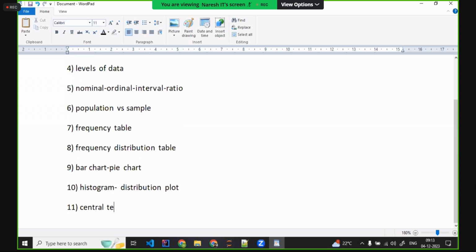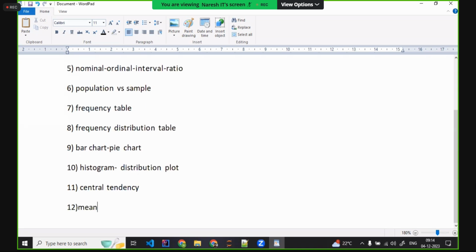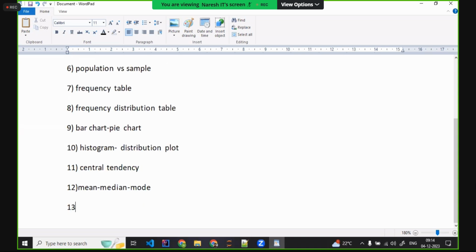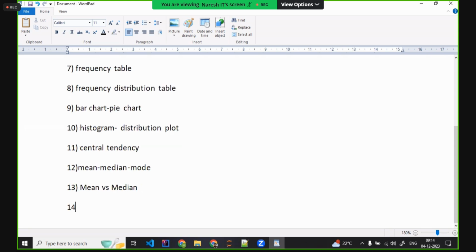Central tendency. Very good. In central tendency, we learn mean, median, mode. And after that, we learn the difference between mean versus median. And then we learn what exactly mode is in the distribution, right? Mode is not a number in the distribution. It is how many observations are falling in the specific interval. So we'll learn about the meaning of mode with respect to the distribution plot.